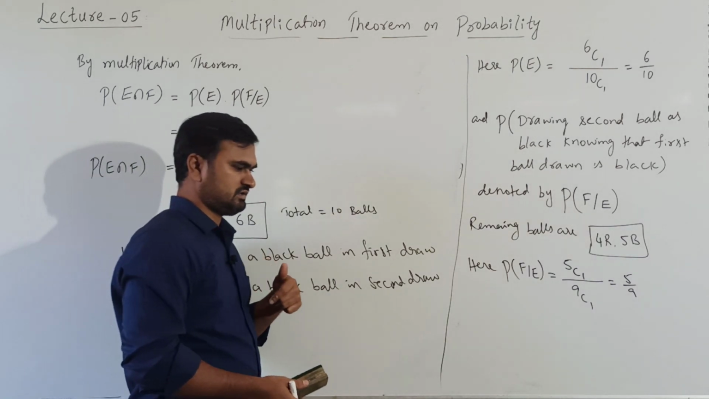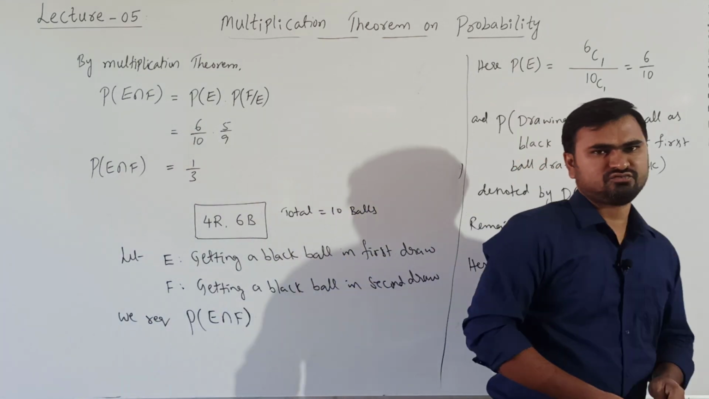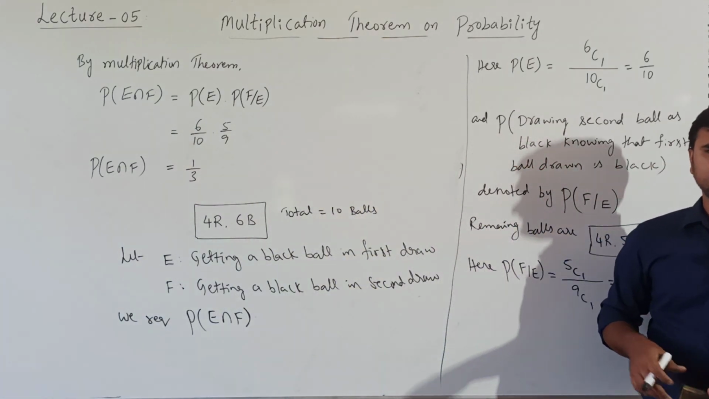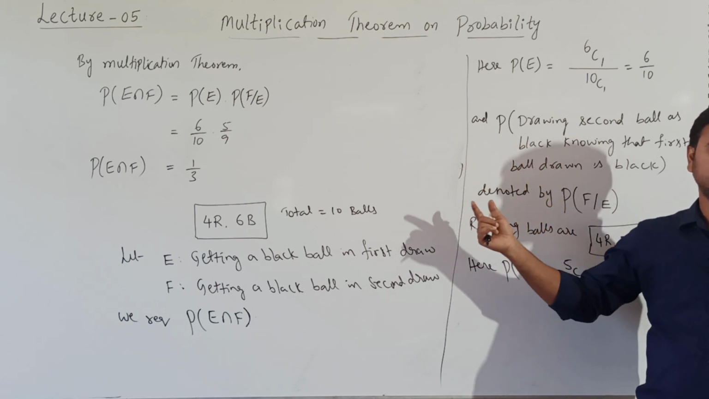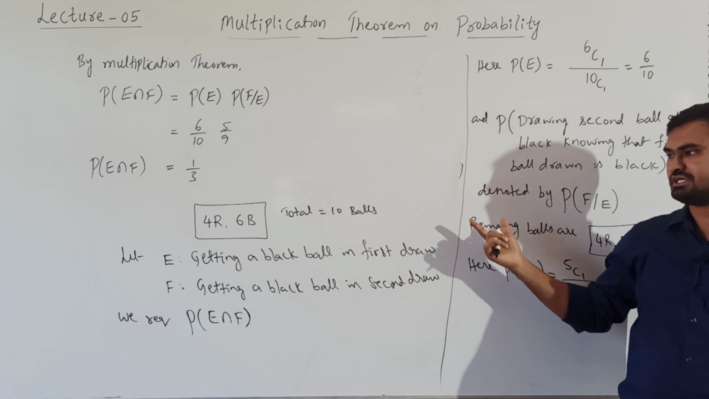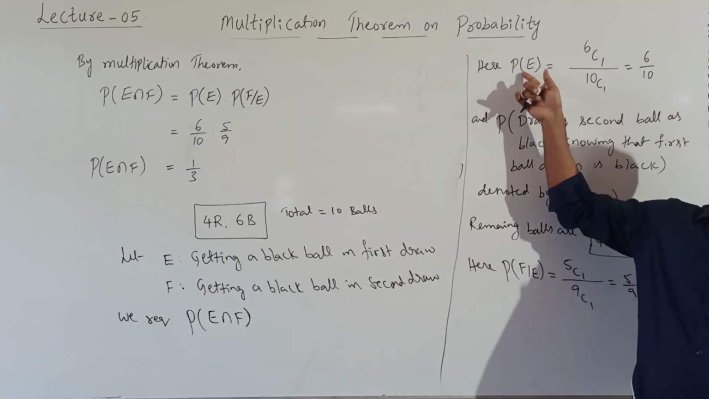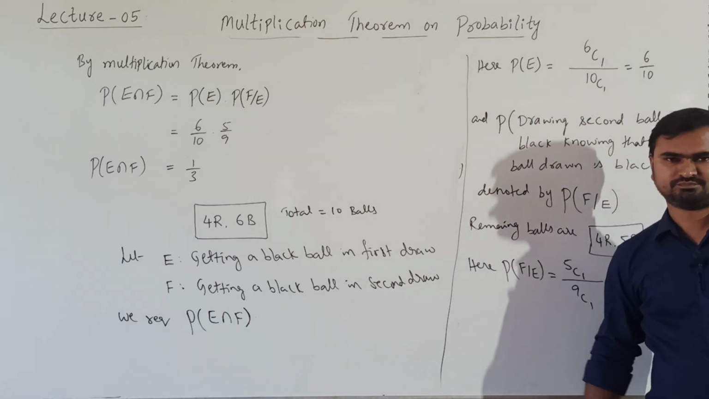Understanding? So here we are finding the occurrence of two events. The first one should be black and also the second one should be black. There is no condition on the first event, but there is a condition on the second event, knowing that the first event has already occurred.